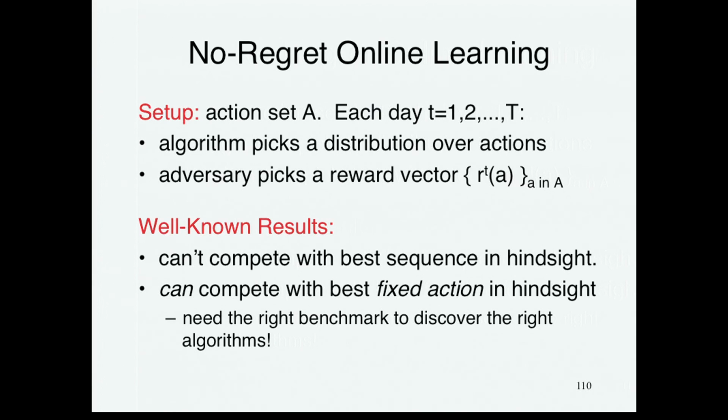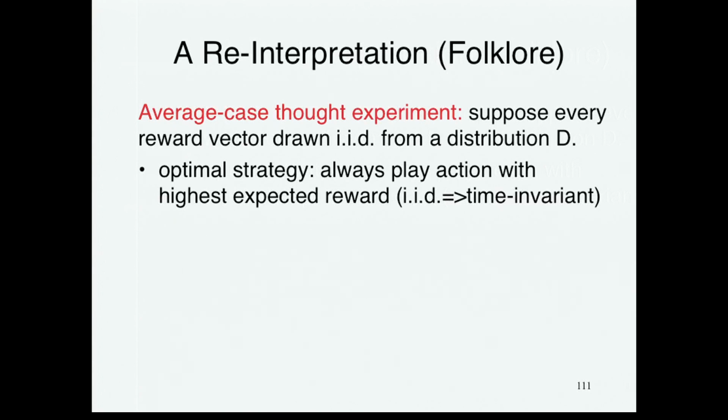So let me again propose an average case thought experiment. It's just a reinterpretation of this well-known stuff. So imagine I told you that there's some distribution D on reward vectors, and every day the reward vector is going to be chosen IID from this distribution D. So this is a trivial problem for online learning, right? What are you going to do on day one? We're going to say, well, which action has the highest expected reward? I'm going to play that. What are you going to do on day two? Well, the same thing, because it's again another IID draw from the same distribution.